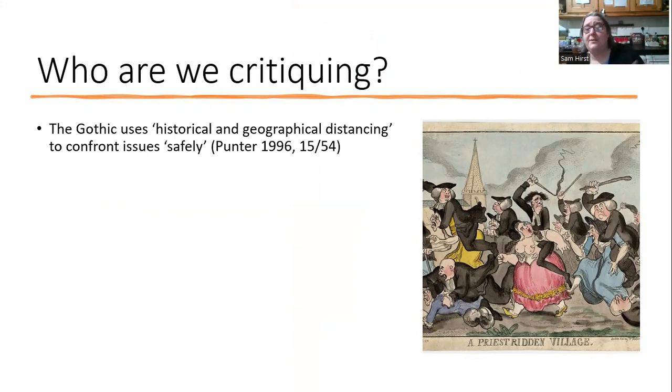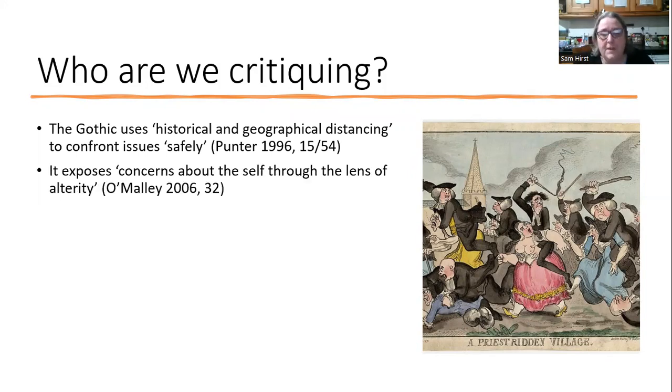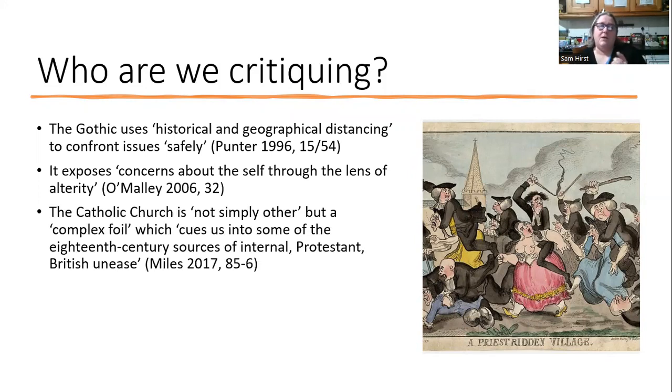Now, it's a critical commonplace that the Gothic uses historical and geographical distancing to confront issues safely. It sets things in the past, it sets things far away, but then it confronts contemporary issues nearer to home. And in doing so, it exposes concerns about the self through the lens of alterity. It uses the other to reflect concerns about ourselves.